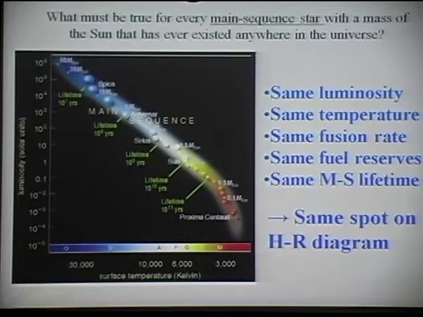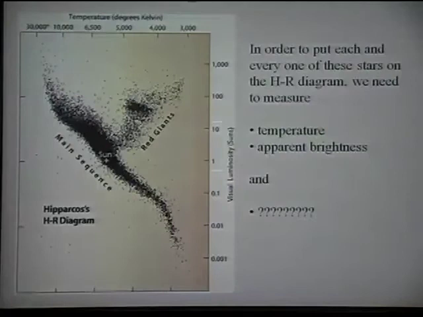This is an HR diagram we've seen before. These are all of the stars that were measured by the Hipparcos satellite that was in space in the 1990s. All of these stars have measured temperatures. They have measured apparent brightnesses, because we look out at stars and we measure how bright they look. A bright-looking star might be a super bright star that's far away, or it might be a very faint star that's very close. So first we measure the temperatures of the stars and how bright they look. What else do we have to measure in order to put them on the HR diagram?